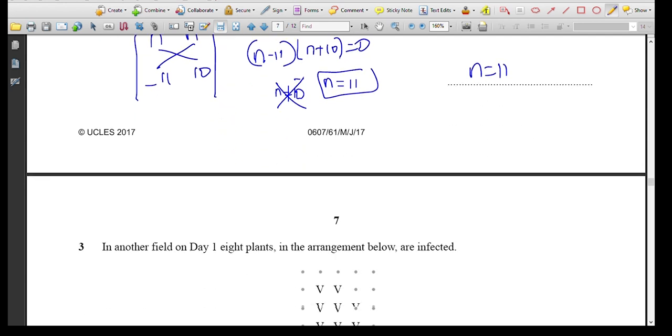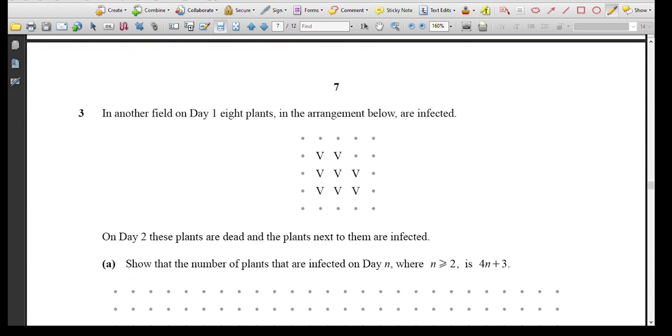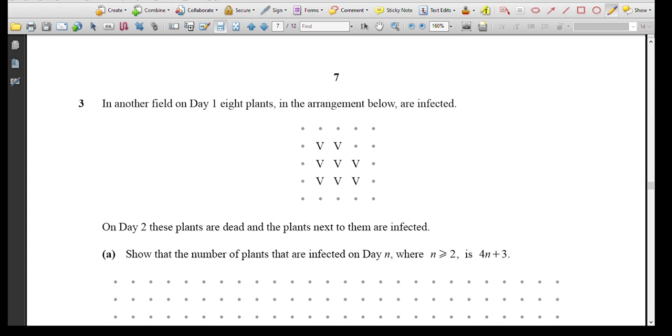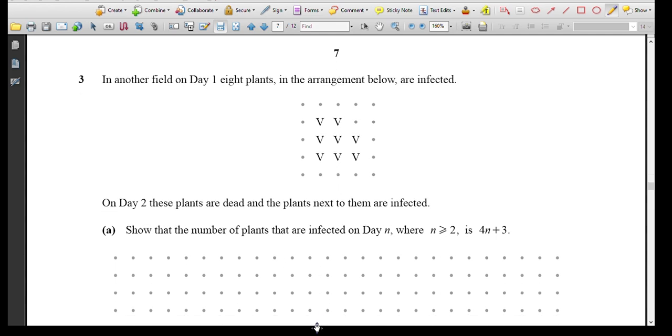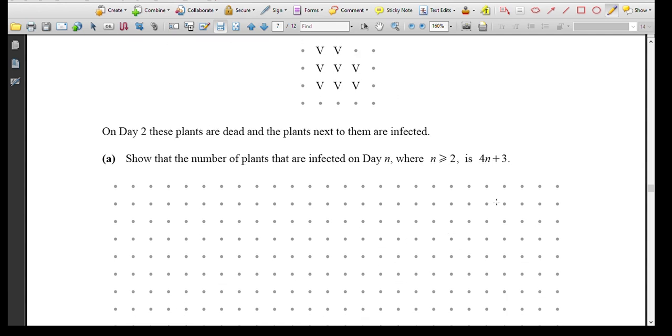Let's proceed further. In another field on day 1, 8 plants in the arrangement below are infected. So it's a different arrangement. And 2, 3, 3, this is how the plants got infected on the first day itself. On day 2, these plants are dead and the plants next to them are infected. Show that the number of plants that are infected on day n, where n is greater than or equal to 3, is 4n plus 3.